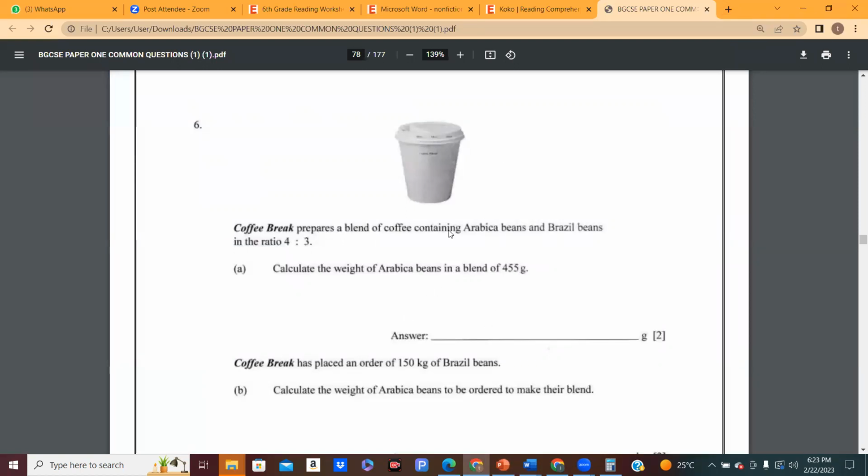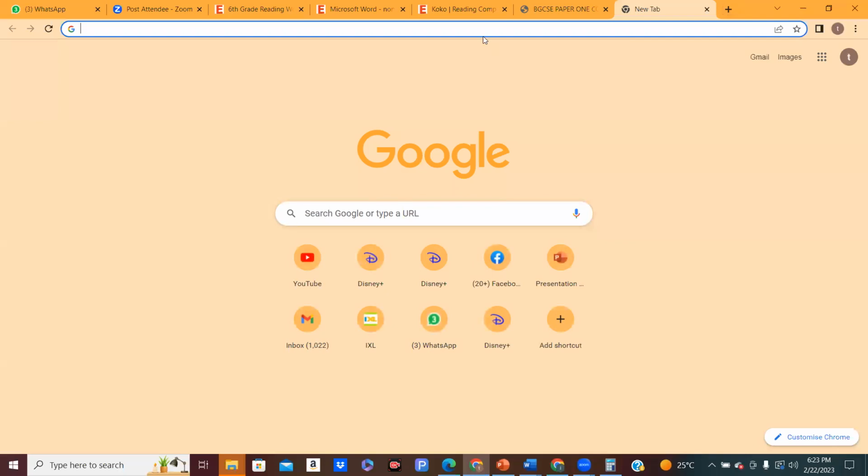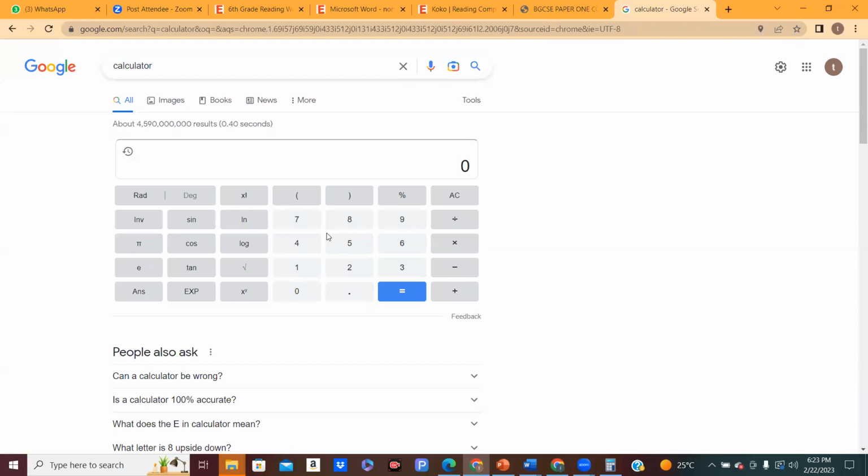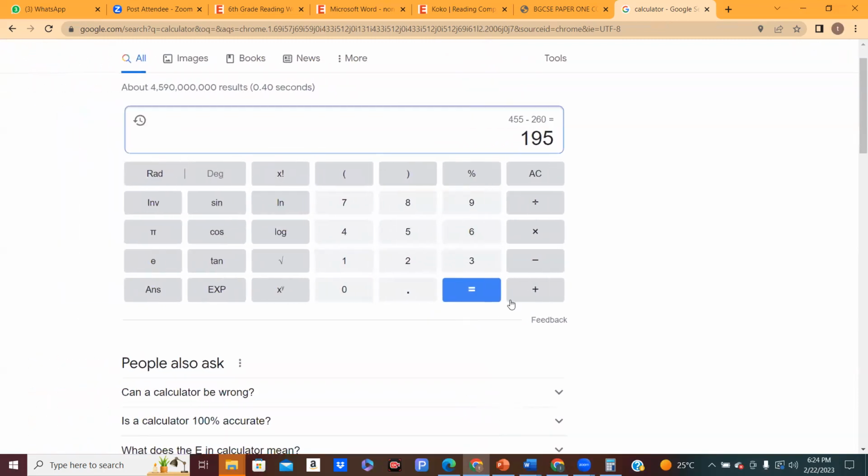By the way, this is a question from your past paper. For the Arabica, we did 4 times 65, and that gave us 260, right? For the Brazil, we know the ratio is 3, so we could do 3 times 65, and that gave us 195. Or you could subtract it: 455 minus 260 and still get 195.